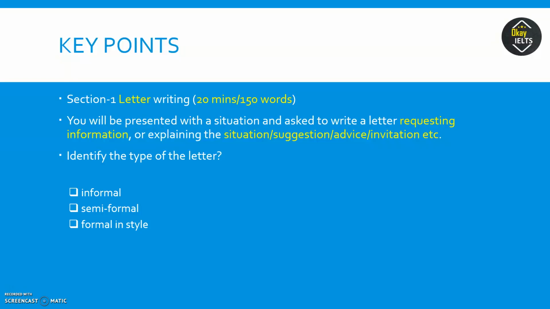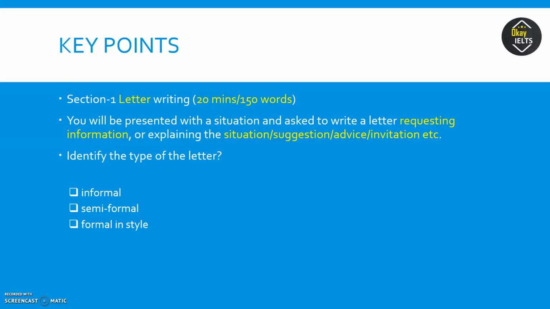There are different types of letters in IELTS. We'll talk about each one, and each letter has a different writing style. The first is the informal letter, then we have the semi-formal letter, and then we have the formal letter. Our first task, when you read the problem, is to understand it and try to identify the category of the letter. I'll tell you how to identify the category.